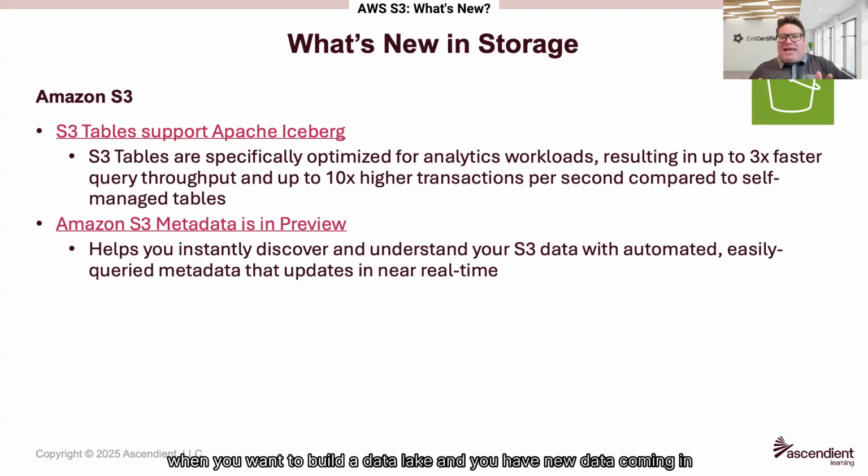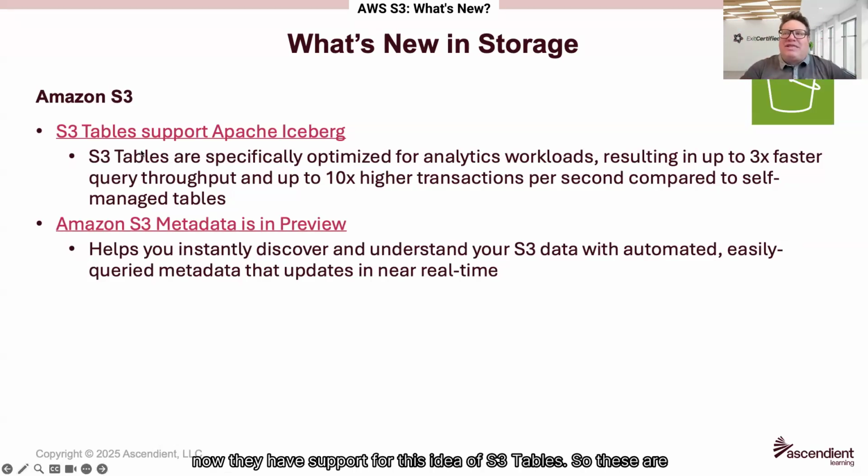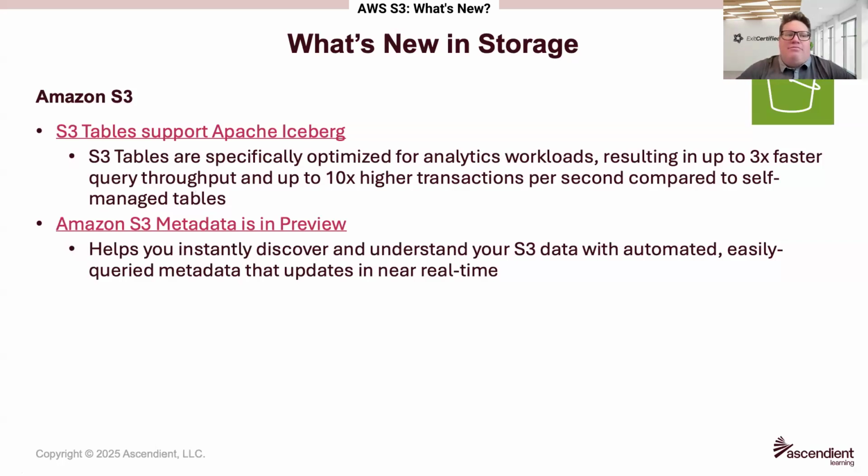So when you want to build a data lake and you have new data coming in, you want to figure out, is this an update or is it an insert? Is this new data, or is that data there and we're just changing it a little bit? Iceberg allows us to do that. Now they have support for S3 tables, which are specifically optimized for analytics workloads. You should get up to 3 times faster query throughput and 10 times higher transactions per second compared to self-managed tables. So Apache Iceberg is what we typically use when we're setting up that data lake on S3.